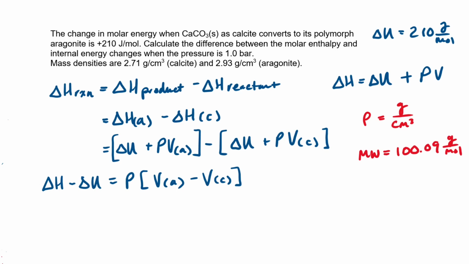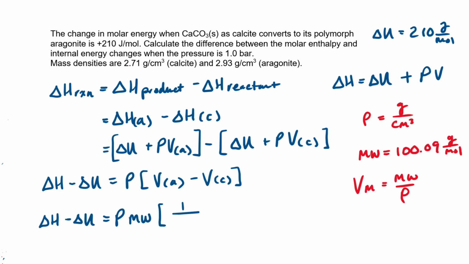So now on the page we have units of moles and volume. And what we want is the amount of volume per mole. So the molar volume is going to be the molar mass divided by the density. And we can sub that into our equation. Pressure, molar mass, and now we have 1 over the density of the aragonite, which is 2.93 grams per cubic centimeter, minus 1 over the density of the calcite, 2.71 grams per cubic centimeter.